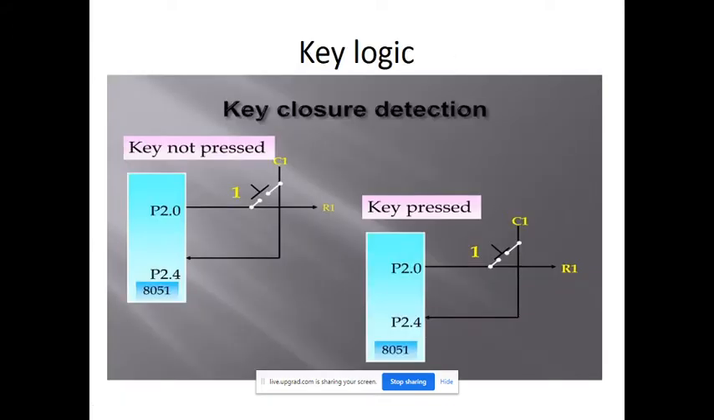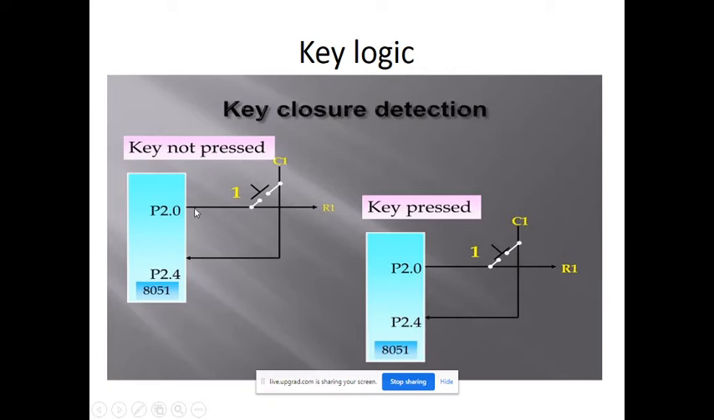Now first we will see the key logic. We know that for each key there are 2 parameters, one is row and the second one is column. Between these 2 parameters, row and column, we are placing one key. Normally when the key is not pressed, the column and row are isolated from each other, means this switch is open, this path is open, and that's why they are isolated from each other. Normally rows are connected to the microcontroller and columns are connected to the VCC.